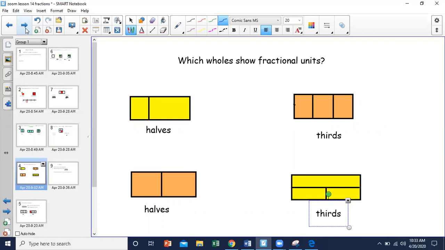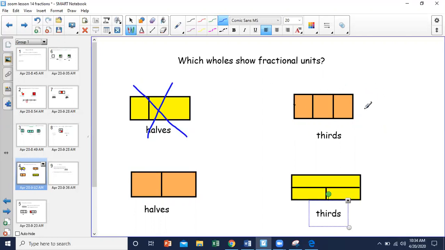Which wholes show fractional units? Let's look at this first rectangle. We can see that someone partitioned this rectangle into 2 parts, but are those parts equal? They are not. So, does this rectangle represent halves? You are correct. It does not, because the 2 parts are not equal.